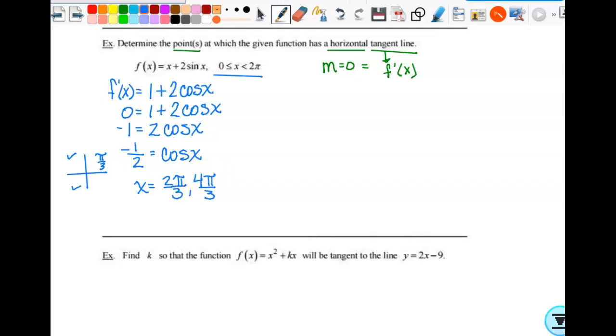Make sense? Unit circles. You got to know it still. I wasn't lying, I promise. Okay, so now that I have that, those are the x values at which I have a horizontal tangent line. So I now need to find what the y values would be, right? So I'm going to substitute it now back into f. So I'm going to have to find f of 2 pi thirds. So that's going back in up here. So this is going to give me 2 pi thirds plus 2 times the sine of 2 pi thirds.